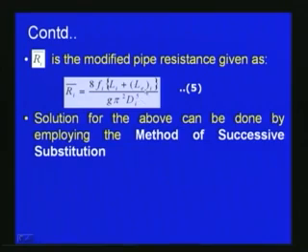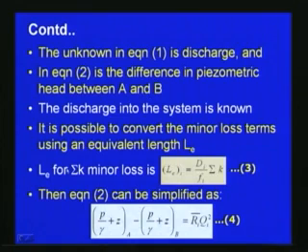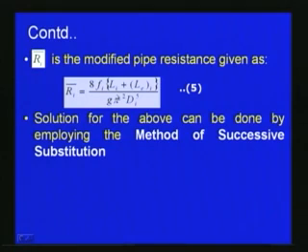So, here Le is the equivalent length for the minor loss and Li is the pipe length which we consider, and di is the diameter and Fi is the corresponding friction factor. So, the modified pipe resistance we can obtain as in equation number 5. For the solution of the above, we can use the method of successive substitution.